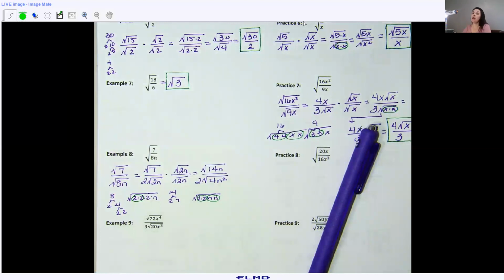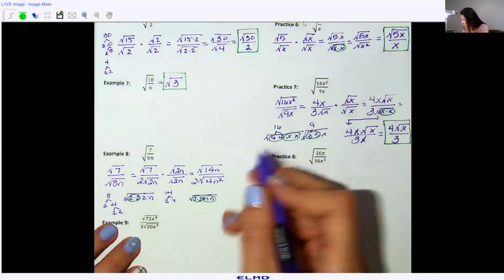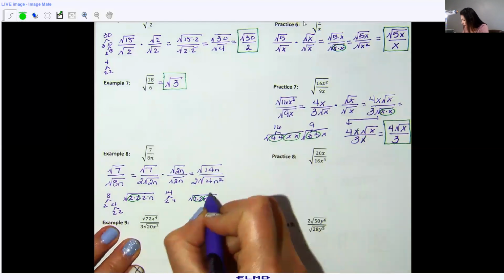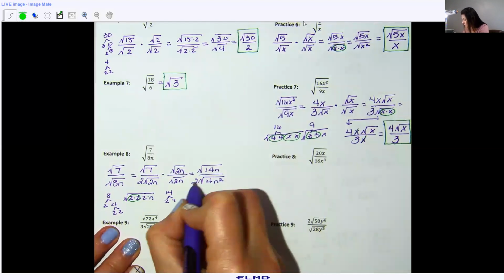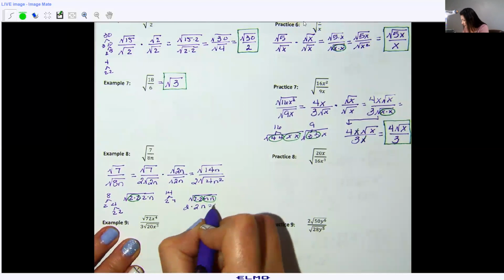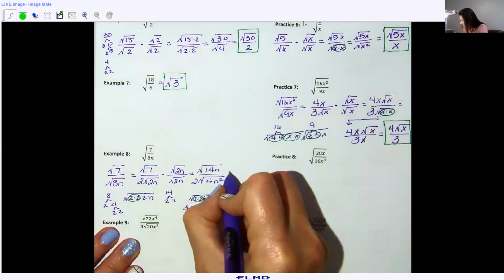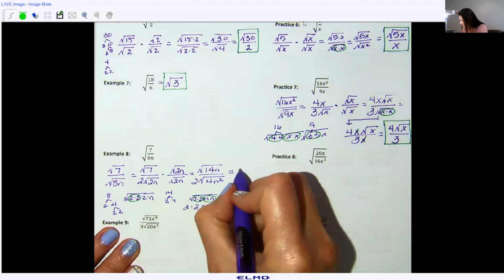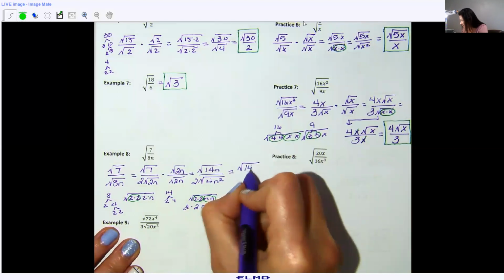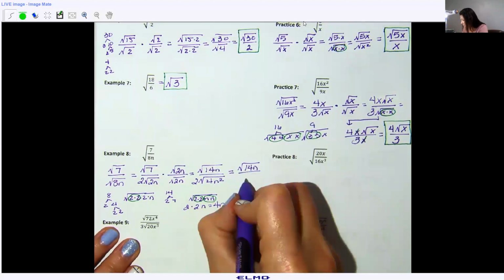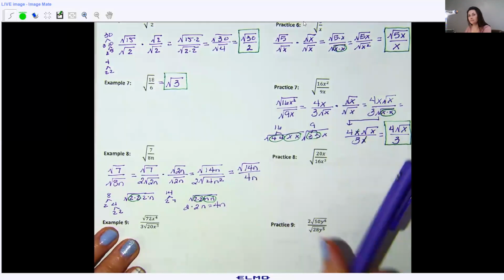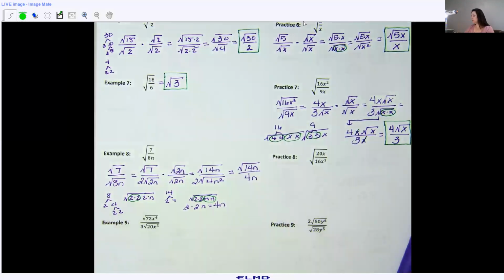Some of you may be seeing the pattern that when you rationalize the denominator, it's basically the number without the square root once you multiply everything by that. And that is the case. So we are going to take 2n here and multiply it by this 2, and we get 4n. So we have the square root of 14n over 4n.